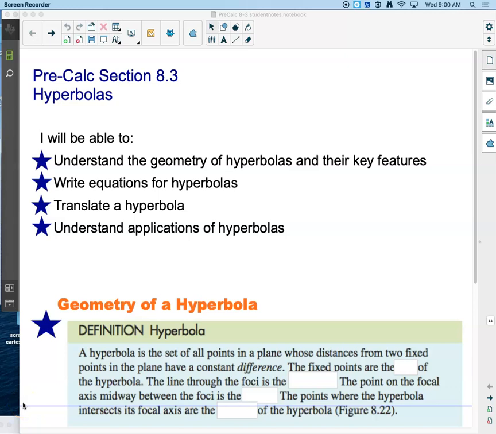Well, this is our second day on hyperbolas in 8.3, and we're hitting a lot of our objectives here kind of again and again, especially the first three. We've done a lot of this. But the geometry of hyperbolas having subtraction in there is the big deal. And when we get down to understand applications of hyperbolas, we're not necessarily going to do a word problem involving hyperbolas, but we're going to read a little bit about where hyperbolas are used in real life and those types of things.